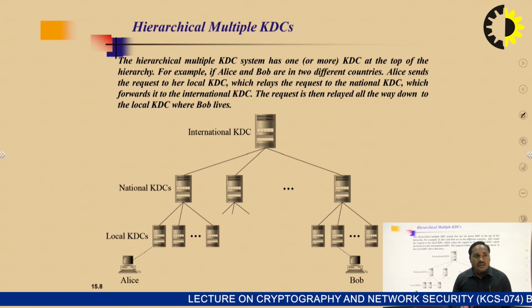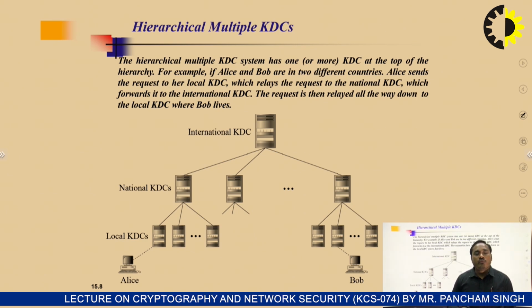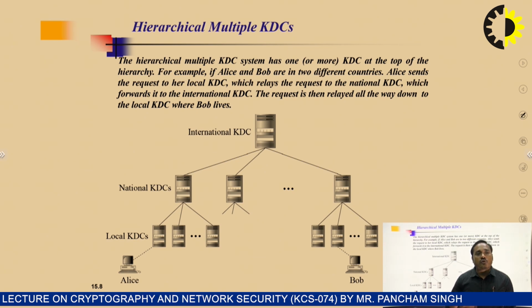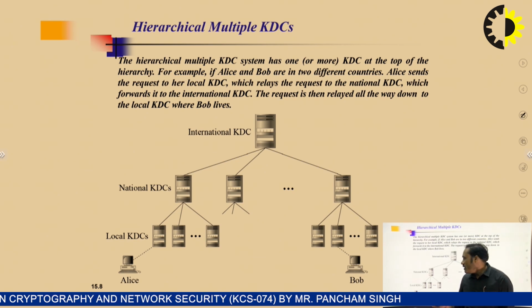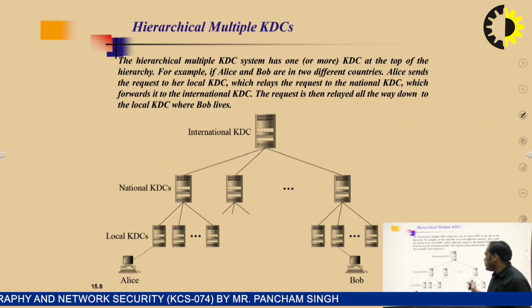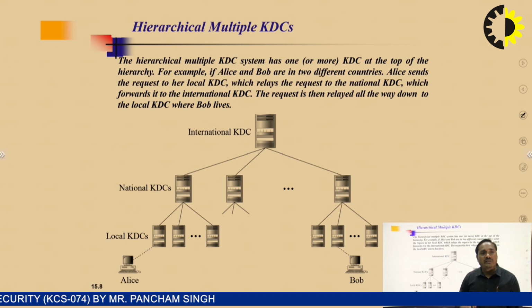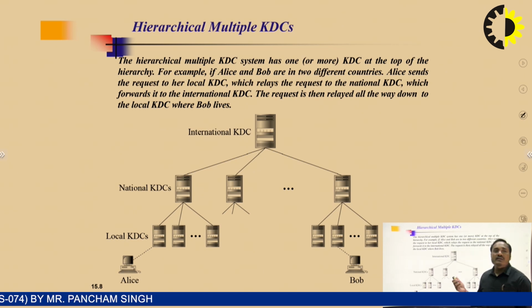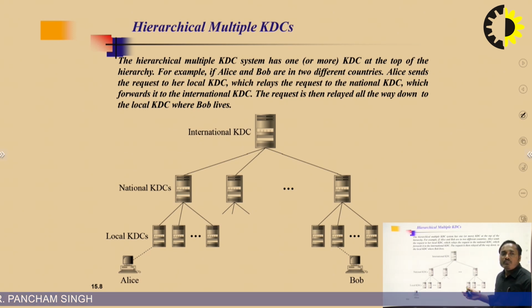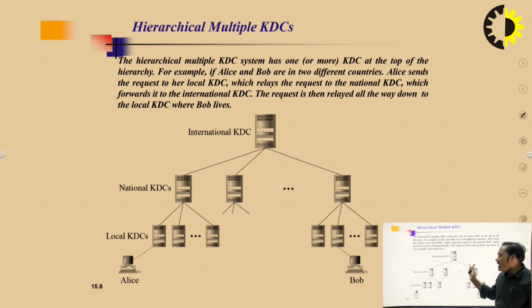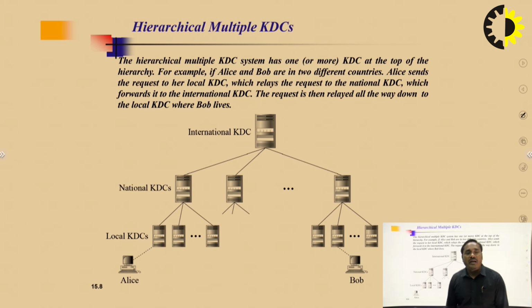So in hierarchical key management, you are moving from bottom to top, then top to bottom. Your request must reach Bob through the hierarchy: the local KDC, then the national KDC and the international KDC, and after that the national KDC, then the local KDC and Bob. If the request is granted between Alice and Bob, and there is a session between Alice and Bob, then Alice can communicate with Bob using the hierarchical multiple KDCs.